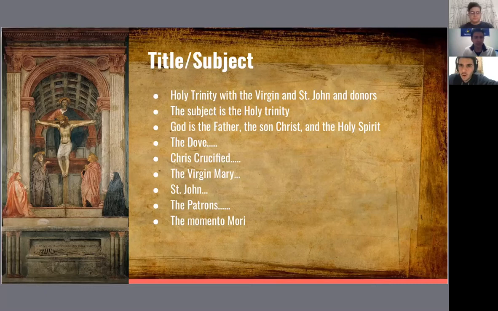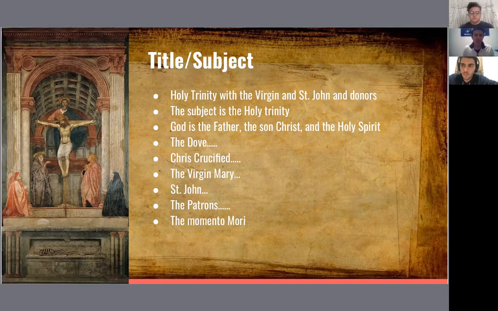We have the Virgin Mary across from Saint John, also looking up at Christ, as a way of us being able to talk to God through the Virgin Mary and Saint John. We also have the Memento Mori, which is below the patrons, showing the skeleton laying on a tomb. The significance here is that death is inevitable, and that eventually we will pass and we will be forgiven by Christ.